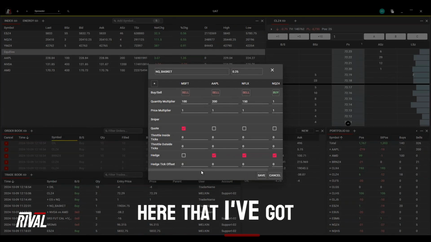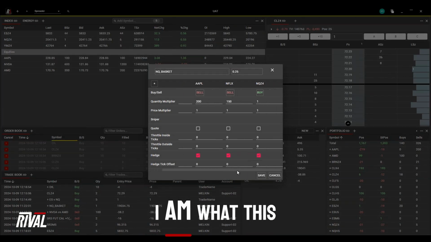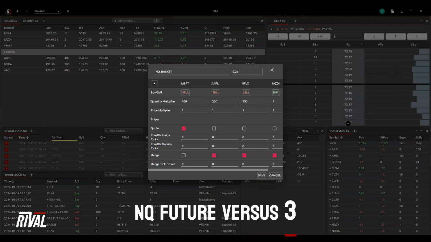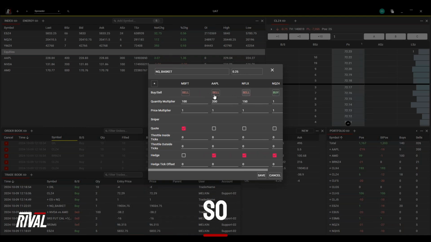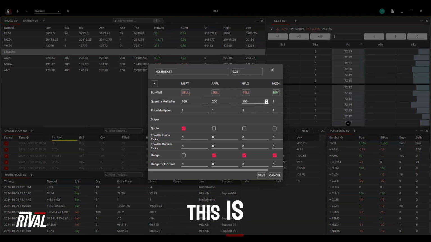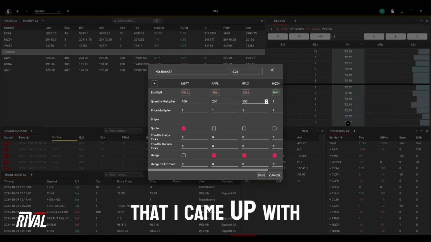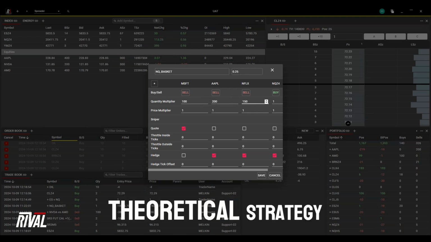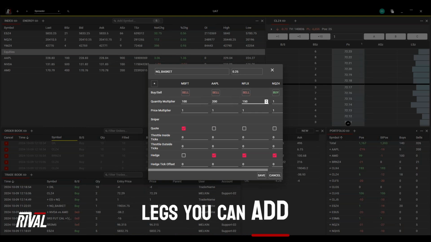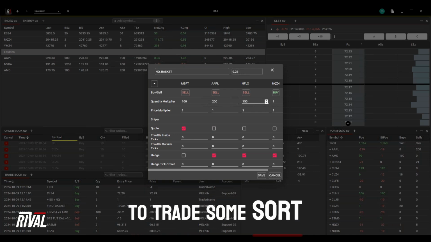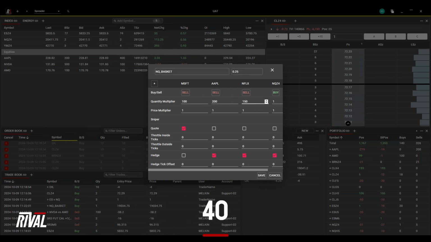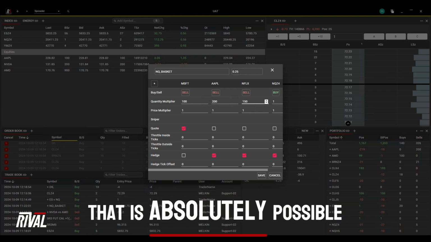So we can see here that I've got multiple legs. What this spread is doing is I'm going to trade the NQ future versus 3 of the constituent stocks: Microsoft, Apple, and Netflix. And certainly these are just numbers that I came up with for a theoretical strategy. There is no limit to the number of legs you can add. So if you want to trade some sort of very large basket, say NQ versus a basket of 20, 30, 40, 50 stocks, that is absolutely possible.